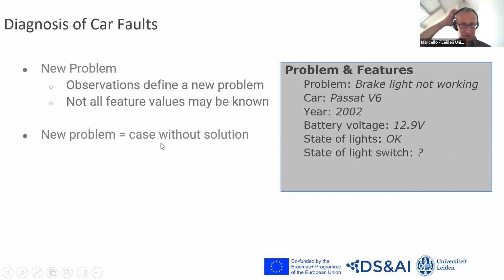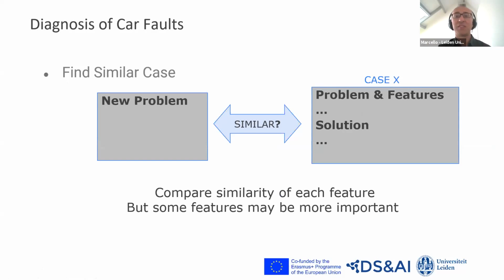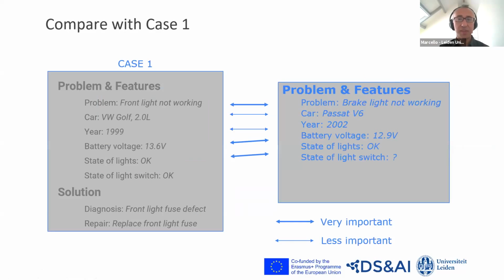So it's a new problem. How do you match this with the cases you have? One has to try to find the similarities here, by labeling in this case. You see that this is a Passat, this is a Golf, and the problem is different: this is the brake light, this is the front light. So they are not very similar, but one can try to label this information with some quantitative information.